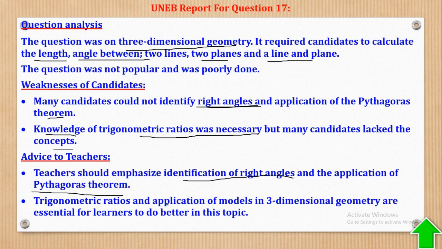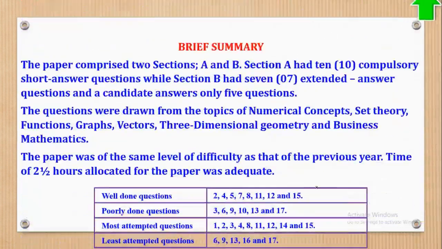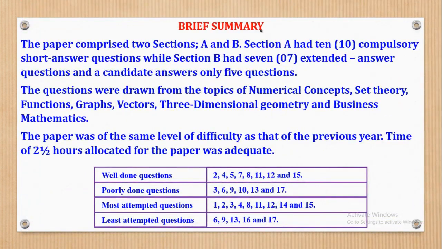So the advice is that teachers should emphasize identification of right angles, identification of 90 degrees, and the application of Pythagoras theorem. Then trigonometric ratios and application of models in three-dimensional geometry are essential for learners to do better in this topic. Remember, I think we already talked about it in section A, that three-dimensional geometry requires models. So even questions in section B require models for you to answer them. So basically those are the 17 questions in this paper for UNEB 2018.